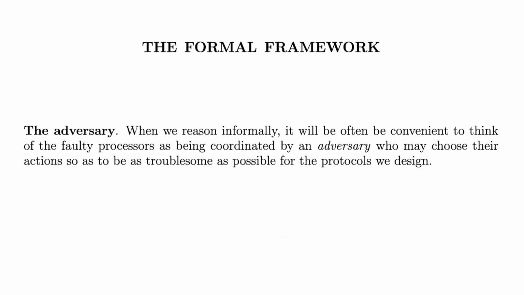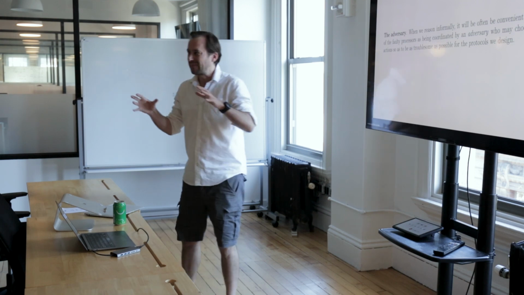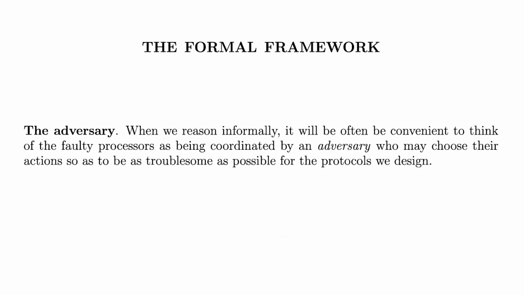And then just a little bit of informal terminology. Often we'll talk about an adversary. Often it's convenient to think of all the faulty processors that are displaying arbitrary behaviors as being coordinated by some adversary, trying to coordinate their actions so as to be as difficult as possible. Sometimes it's necessary to formally define the notion of adversary, but for all the stuff I'm going to talk about in these tutorials, it's not. So it's just an informal term.